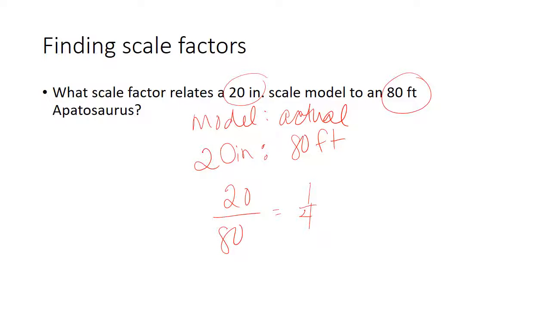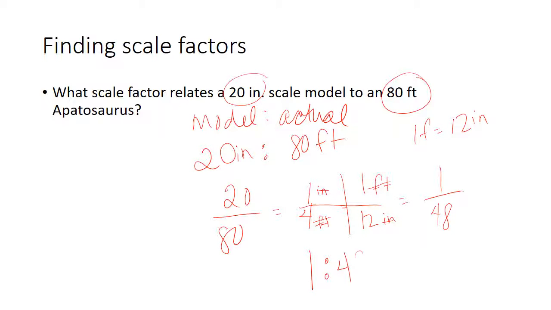And then I'm going to change them both. So this is in inches and this is in feet. And I'm going to change them both to being in inches. So if 1 foot is equal to 12 inches, I'm going to do my little conversion factor here where I have my 12 inches on bottom and 1 foot on top. So I'm going to do 1 times 1 is 1. 4 times 12 is 48. So my ratio, and see my inches cancel and my feet cancel because I'm not really worried about that. I just know that it's a ratio of 1 to 48. So our scale is going to be 1 to 48.